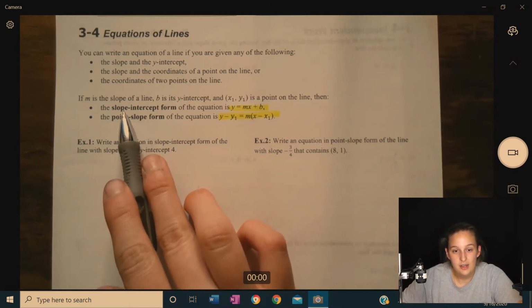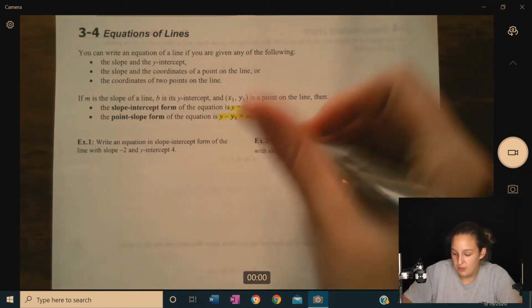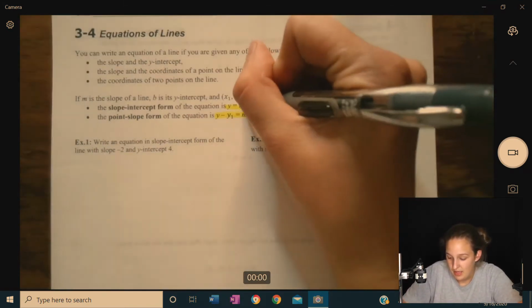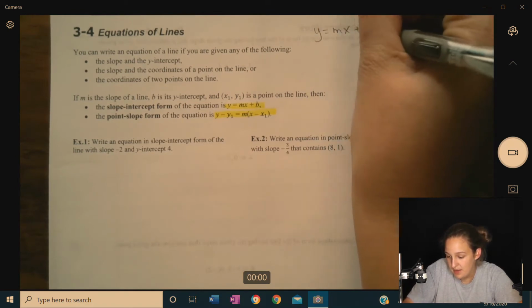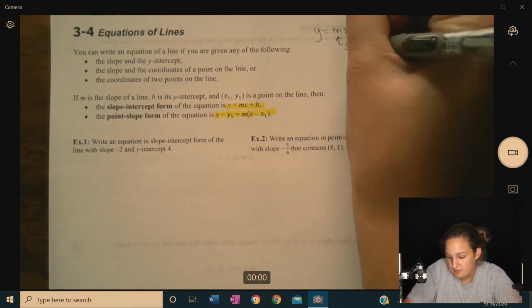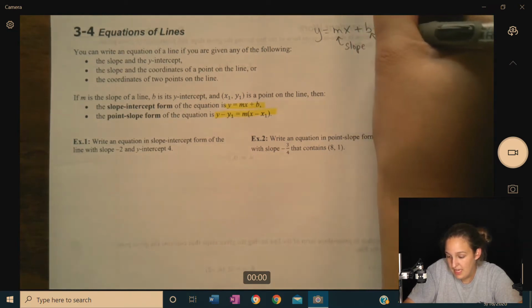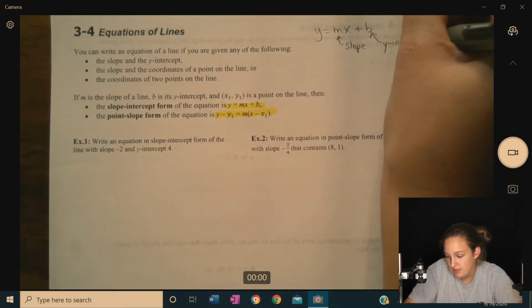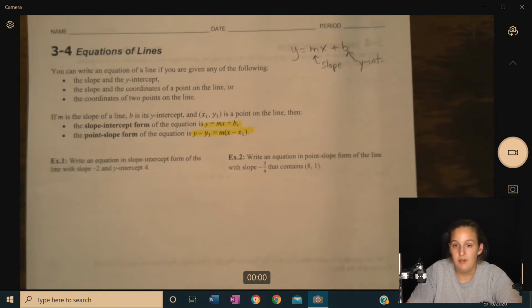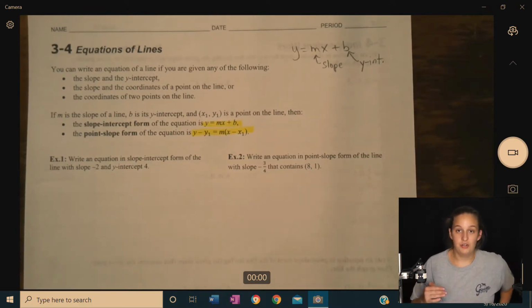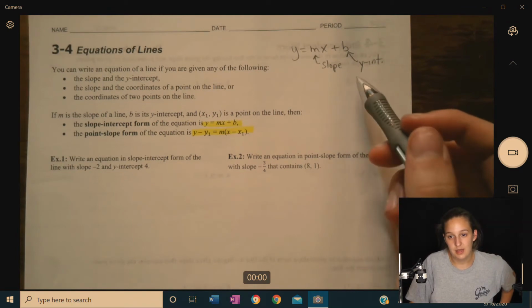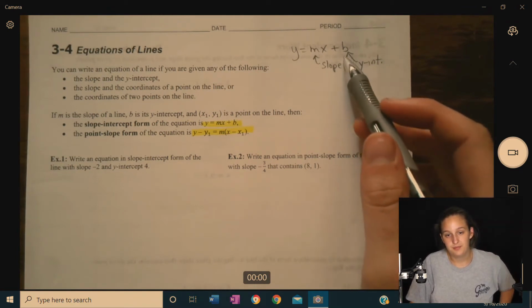So this one has slope intercept. Well, y equals mx plus b. M is your slope, and b is your y-intercept. And remember, the y-intercept is where your line crosses the y-axis. So where it crosses the y-axis is going to be your y-intercept, which is b.